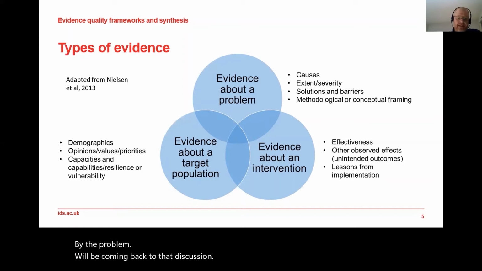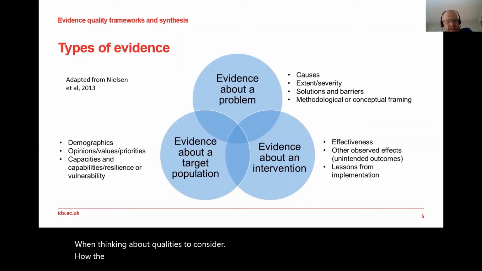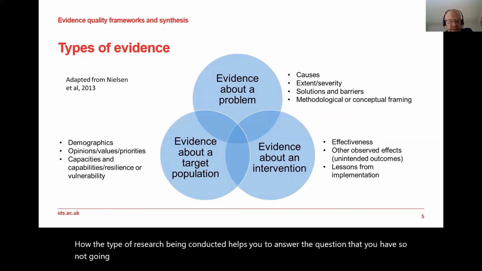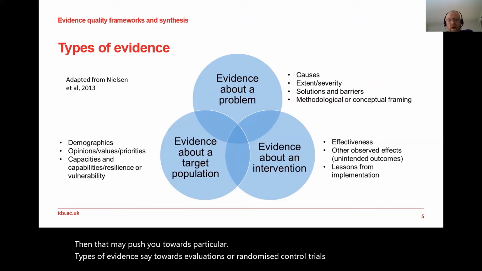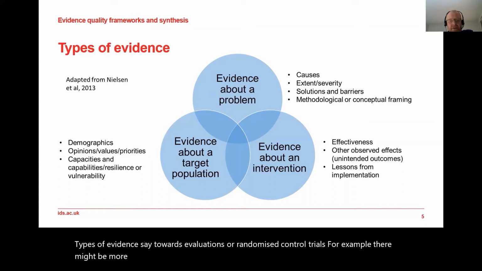I guess the other aspect of study design when thinking about quality is to consider how well the type of research being conducted helps you to answer the question that you have. So I'm not going to spend a lot of time on this slide, but for example, if you have a question about whether a particular intervention works, then that may push you towards particular types of evidence, say towards evaluations or randomized control trials, for example, that might be more helpful in providing evidence to answer that question.